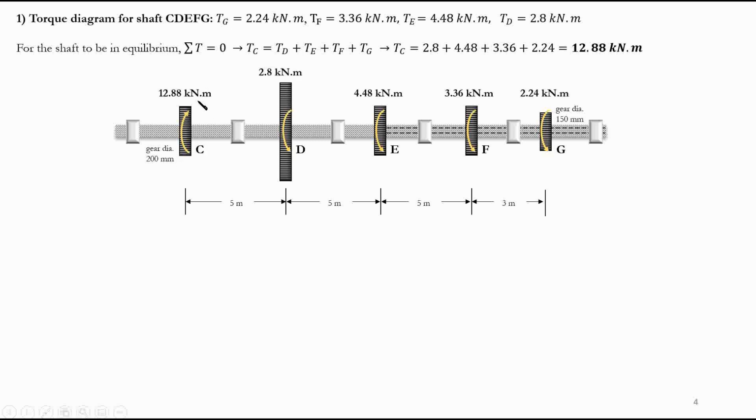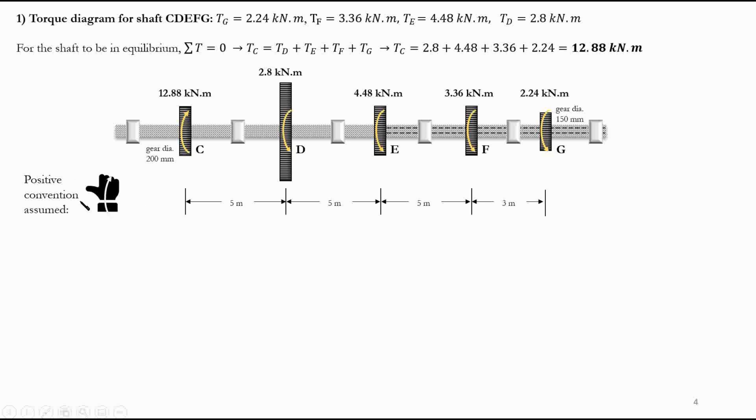So this is the value: 12.88 up, the other is 2.8 down, 4.48 down, and as you see, the rest. Now we are prepared to draw the torque diagram for this shaft CDEFG. We have all the torque values, and we have assumed all the signs. We will need gear ratios later to draw the other torque diagrams, but for now, this is enough to draw the torque diagram for CDEFG.